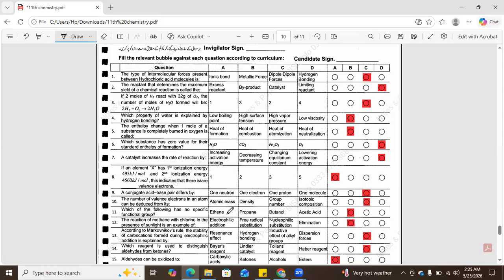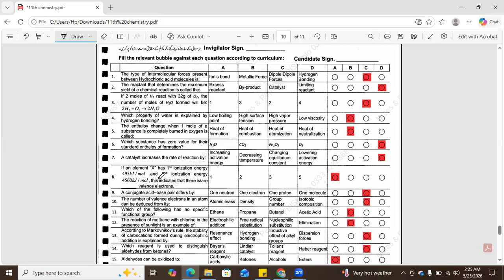Which property of water is explained by hydrogen bonding? High surface tension. The enthalpy change when 1 mole of a substance is completely burned in oxygen is called heat of combustion. Which substance has zero value for its standard enthalpy of formation? Ozone, O3. A catalyst increases the rate of reaction by lowering activation energy.